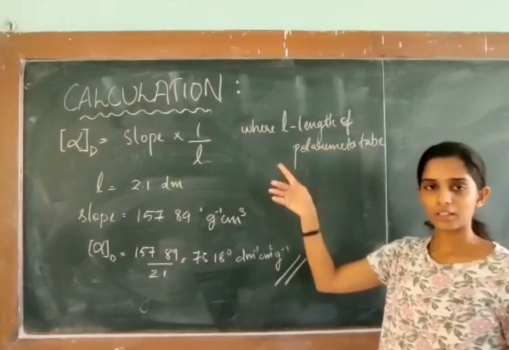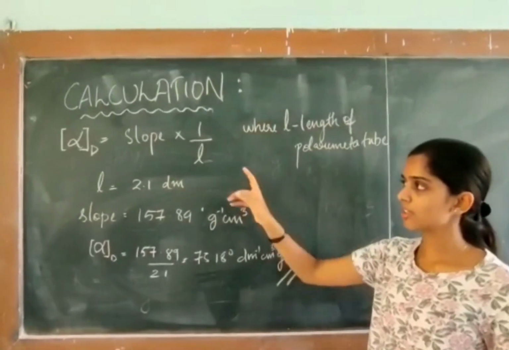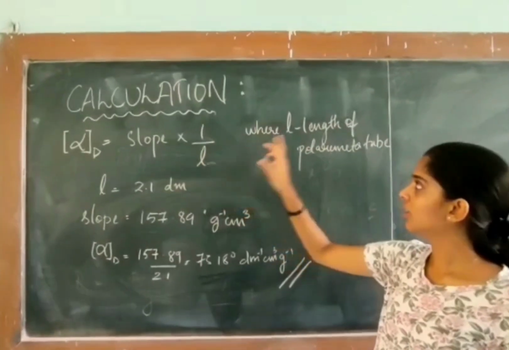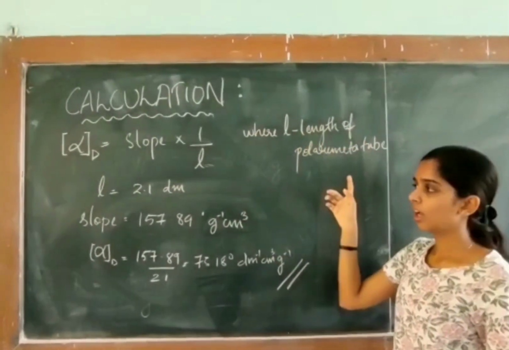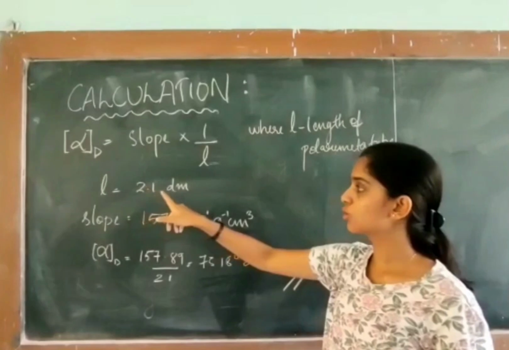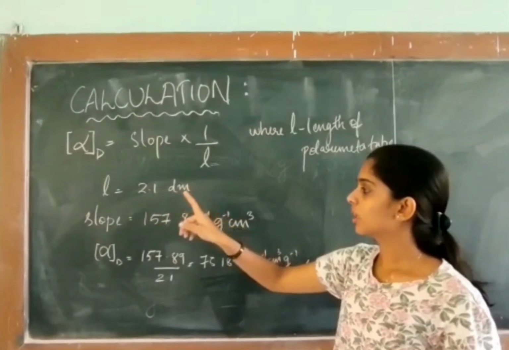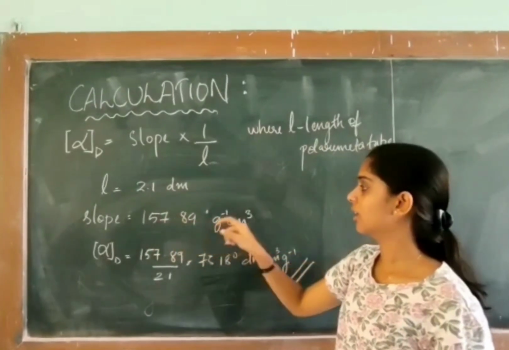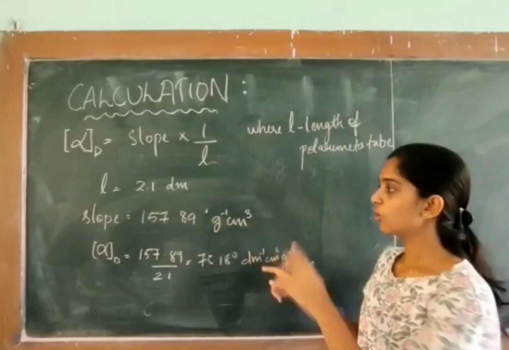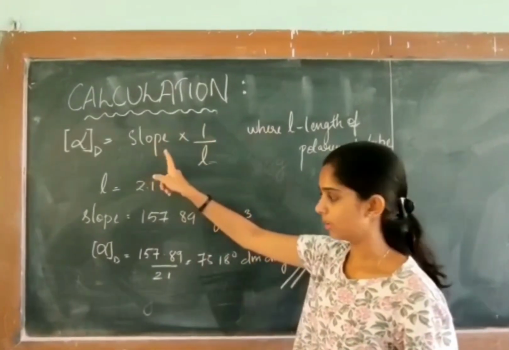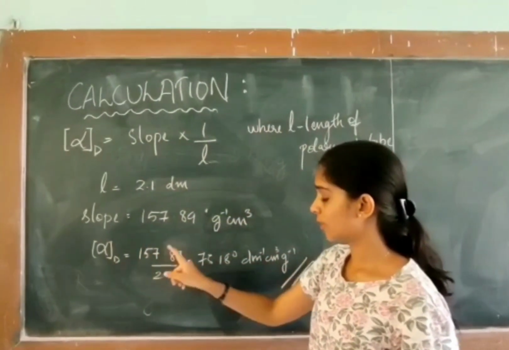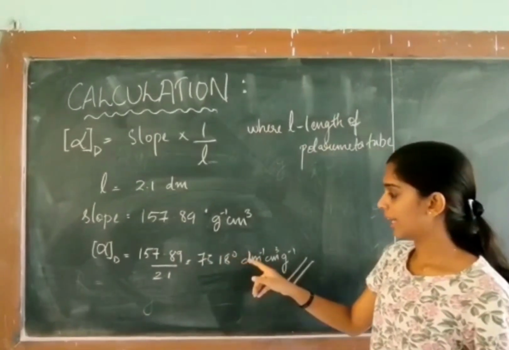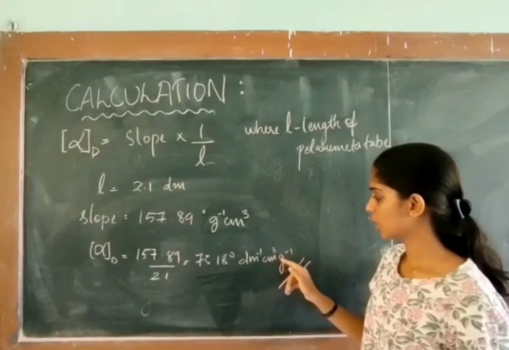Now coming to the calculation part, the equation provided here is: specific rotation is equal to slope times 1 by L, where L is the length of the polarimeter tube, which we have found out to be 2.1 decimeter. The slope from the graph we have found out is 157.89 degree gram inverse centimeter cube. Now we will substitute these values in the equation. So the specific rotation will be 157.89 by 2.1, that is 75.18 degree decimeter inverse centimeter cube gram inverse.